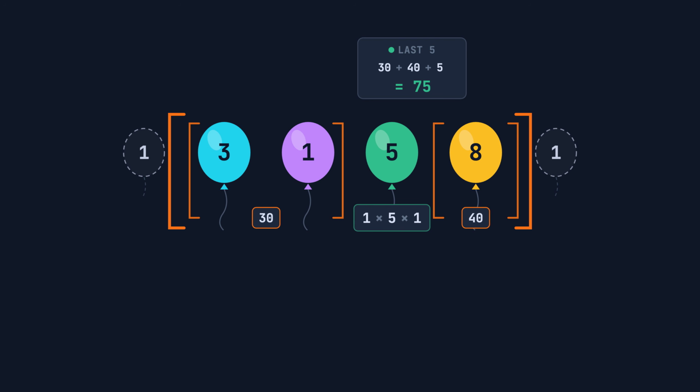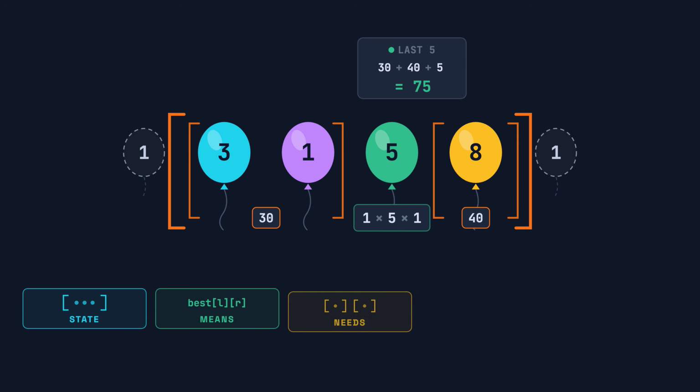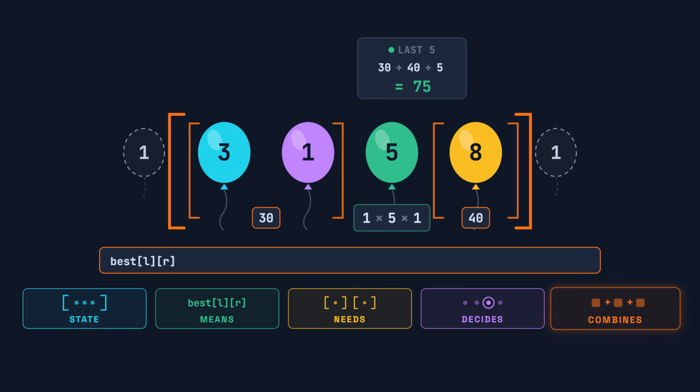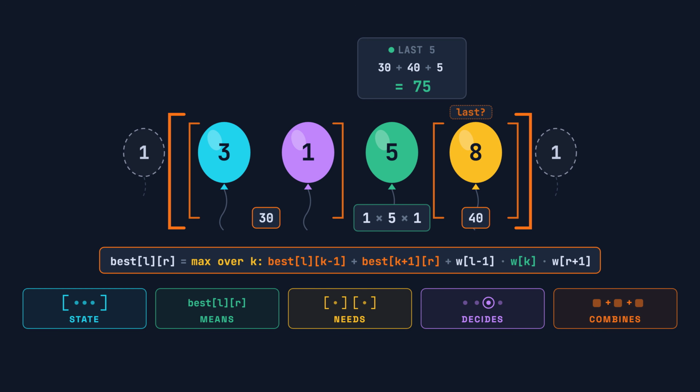Let's give a name to what we've just built, using the same 5 parts from the street. The state is a range of balloons, a left end and a right end. What we store for a range means the most points you can win by popping everything inside it. Each answer needs the answers for the smaller ranges inside it. The decision is which balloon in the range goes last, and each choice combines 3 numbers, the best for the left piece, the best for the right piece, plus the final pop itself. Try every choice, keep the biggest, and that's the whole recurrence.